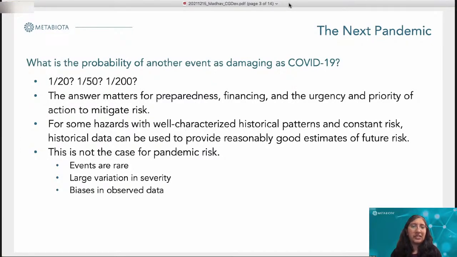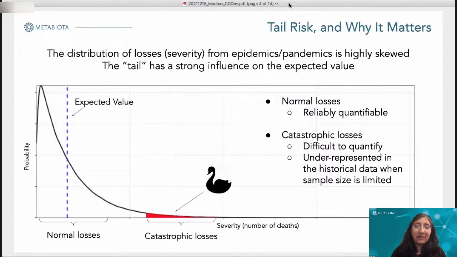For certain types of hazards, there are well-characterized historical patterns and a constant risk, so historical data can be used to provide a reasonably good estimate of future risk. But pandemics are relatively rare events with large variation in severity, a very skewed distribution of what can happen. Furthermore, we also have biases in observed data. I think we heard a lot about that earlier today from some of the other speakers. So when we're thinking about pandemics and catastrophic risks, this is really in the tail of the loss distribution, and this has a very strong influence on the potential expected value of losses in these events.